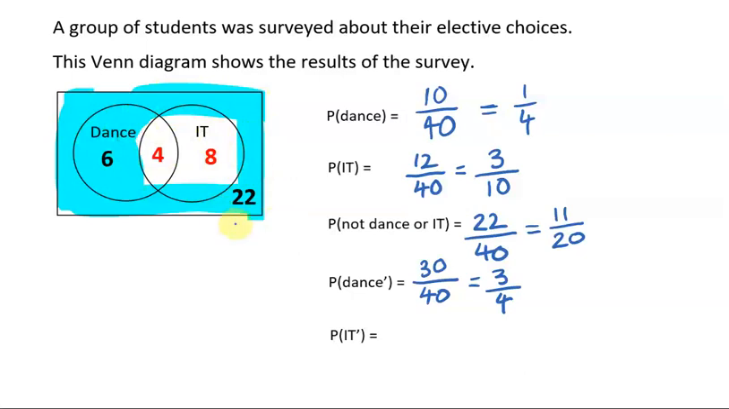So we have 22 students plus 6, which gives us altogether 28 students who do not do IT out of a total 40. And this fraction simplifies down to 7 out of 10. Our common factor here is 4. 28 divided by 4 is 7. 40 divided by 4 is 10. So there's a 7 in 10 chance that a randomly selected student does not do IT.